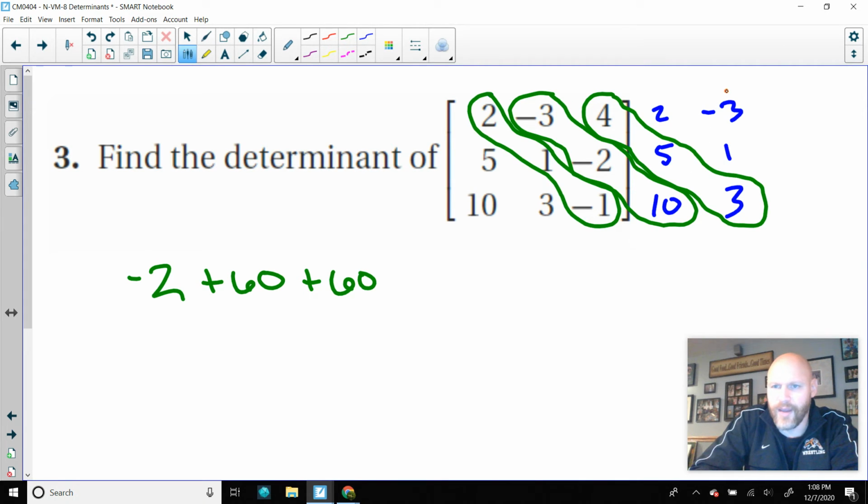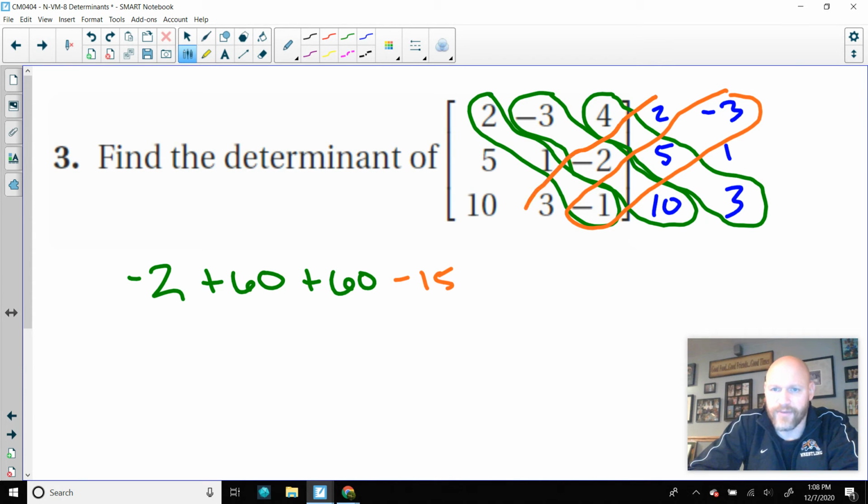Now we're going to go the other way. I'm going to grab the -3, the 5, and the -1. -1 times -3 is a +3 times 5 is 15. Since we went from the right to the left, we're going backwards. This is going to be a -15.